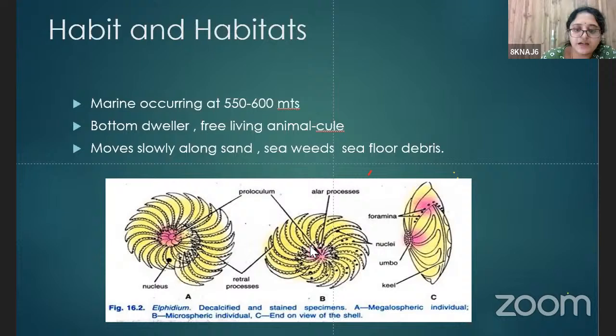It has a multinucleated structure, and the initial chamber, known as the proloculum, is small, and it reproduces asexually by multiple fission. This is the megalospheric form. It is abundant in number, larger, and uninucleated, with a single large nucleus. The proloculum is also large. This first chamber is known as the proloculum, and this form reproduces sexually by isogamy.